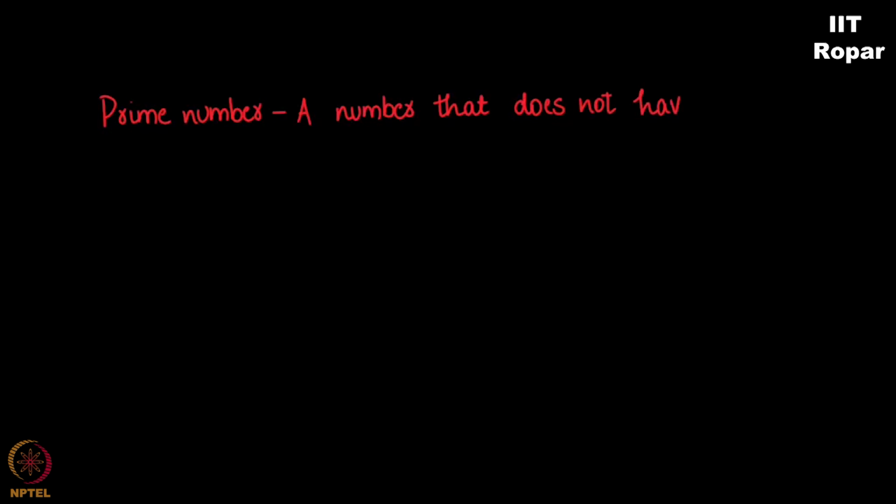Let us look at some properties of numbers and try to see if we can understand implication properly. You see, what's a prime number? A prime number is something that does not have any divisors. 7 is a prime number, 11 is a prime number. You cannot find a number which divides 7. You cannot find a number that divides 11.